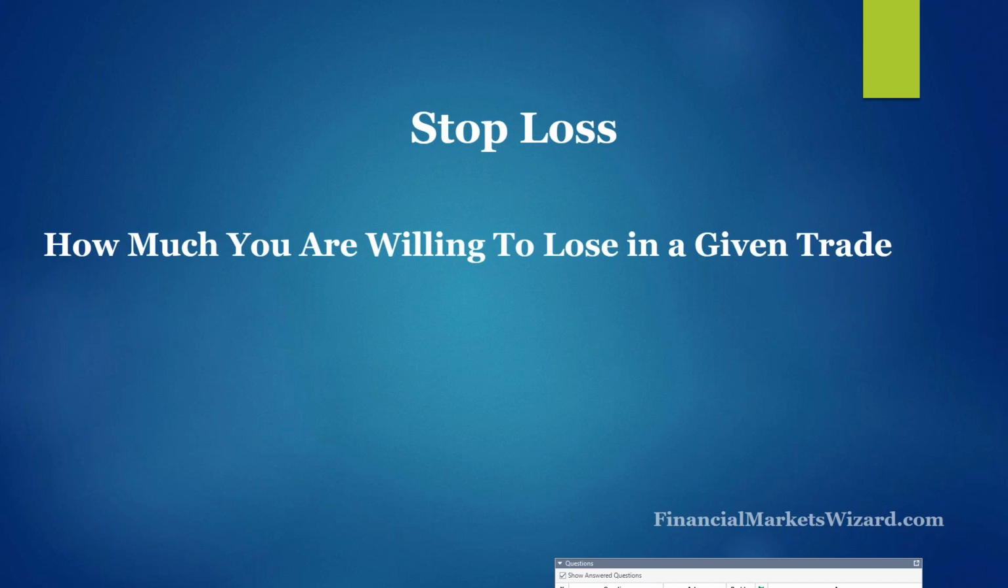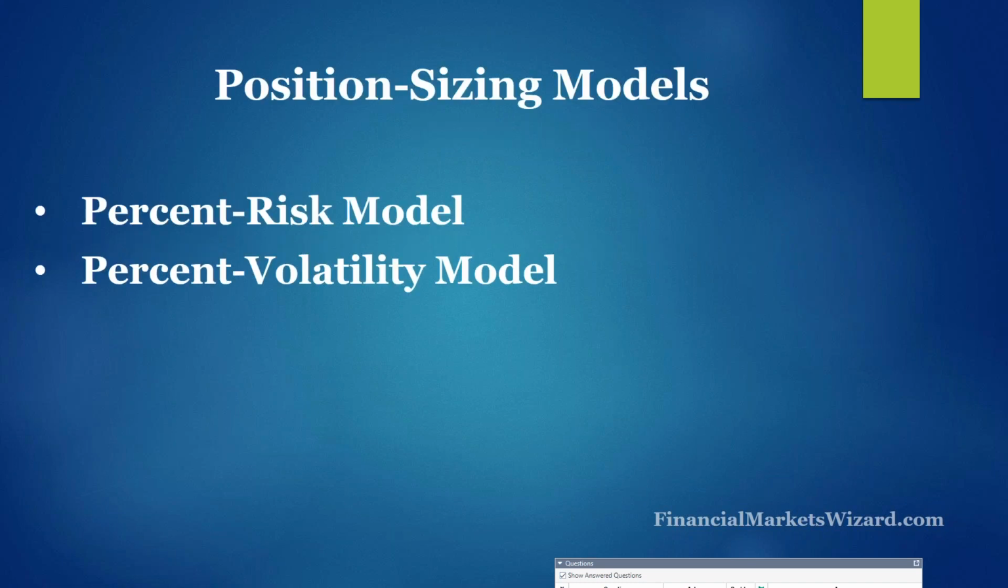So these three are the components of the position sizing. Let me first explain the position sizing models. I will explain one, and the other you can Google or read by purchasing some books. There are many position sizing models. One is called the percent risk model, and the other one is the percent volatility model. I will explain the risk model.